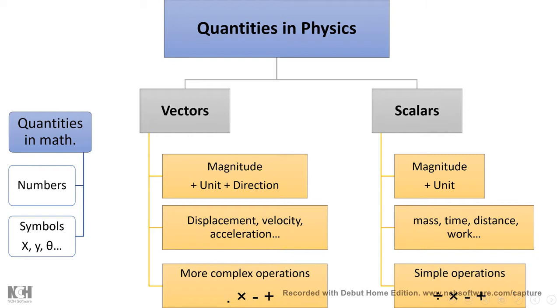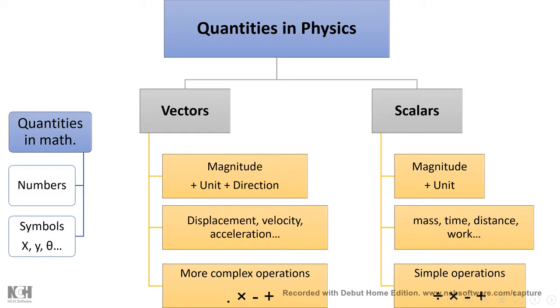For scalars, we need to mention just the magnitude and the unit. It's just like the mass. If we say 5 kilograms, 10 kilograms, or the time like 3 seconds, 4 days, the distance, which is the distance between 2 points, the work in joule. For these quantities, we can't say that the measurement of the time is to the right or to the left or upward, downward, or something like that. This means it is a scalar.